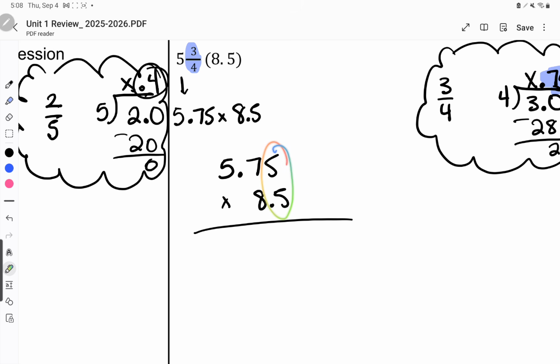We do 5 times 5. That gives us 25. So we write down a 5, carry our 2. Then we have 7 times 5. 7 times 5 is 35. Plus the 2 that's up here at the top gives us 37. So we write down a 7, carry our 3.